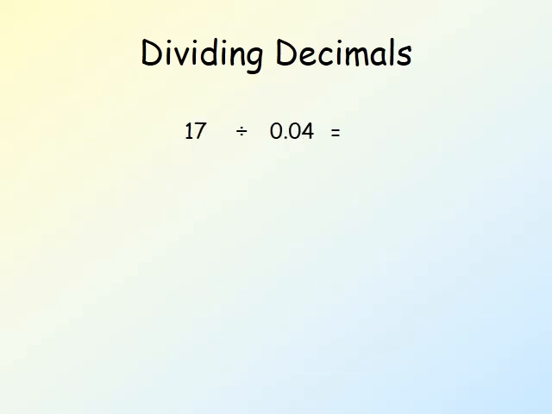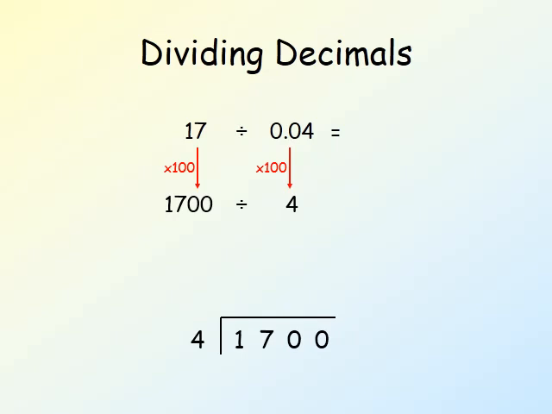Okay, so here we have 2 decimal places, therefore we must multiply by 100. So multiplying 17 by 100 gives us 1700. And multiplying 0.04 by 100 gives us 4. So this is a slightly more challenging division, therefore we need to use the bus stop method, and of course we need to know our times tables.